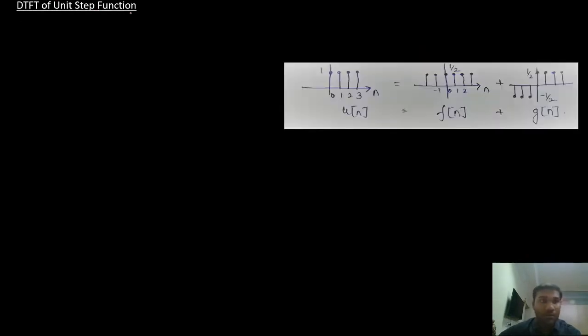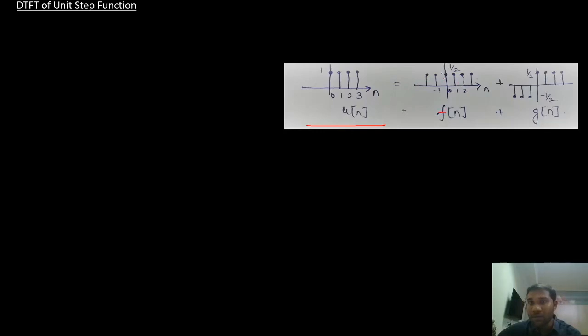And the next problem is DTFT of unit step function. For unit step function, this is my unit step function, u of n. So what I'm going to do is write it as a sum of two different functions. So I'm taking a function like this, f of n.